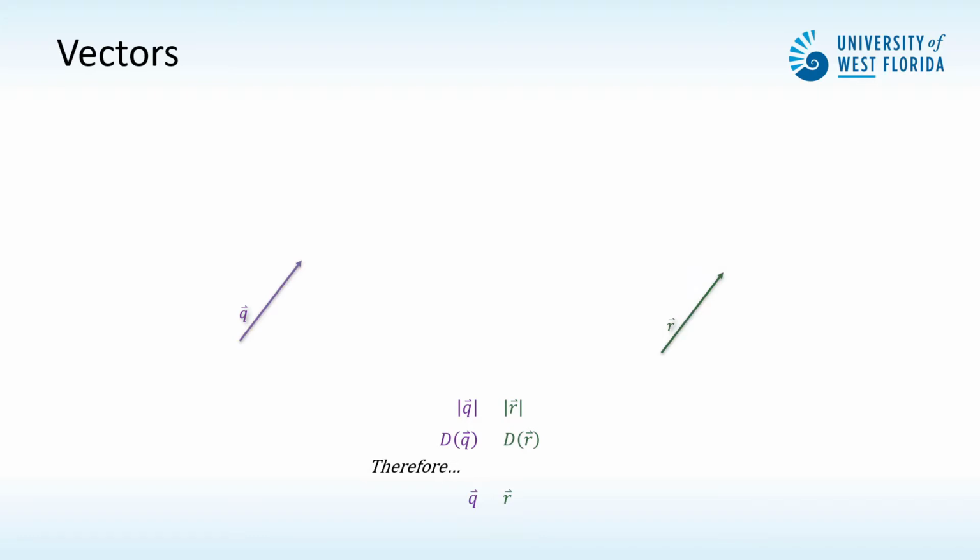Let's have r come to a stop, but let's have it rotate a few degrees, such that its direction is no longer the same as q. Q and r have the same magnitude, but different directions now. So here again, q and r are not equivalent vectors.